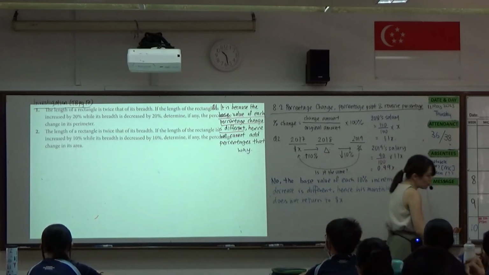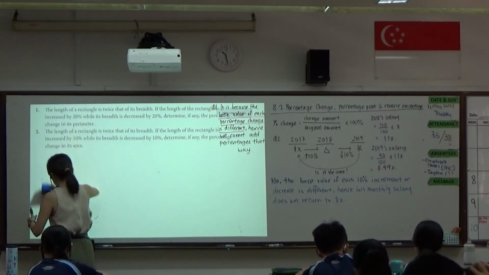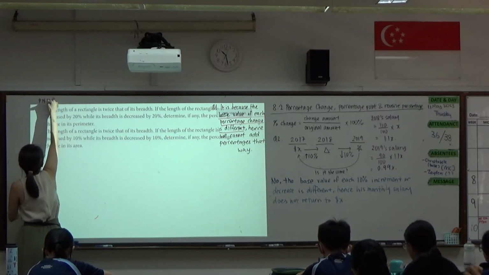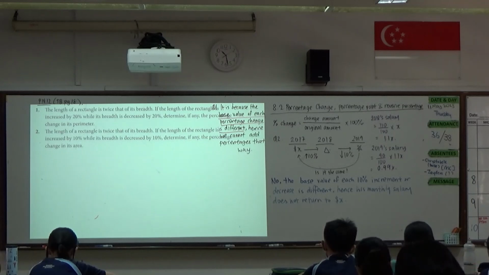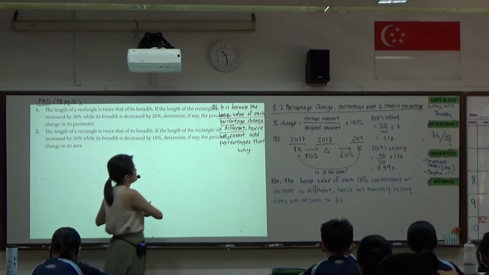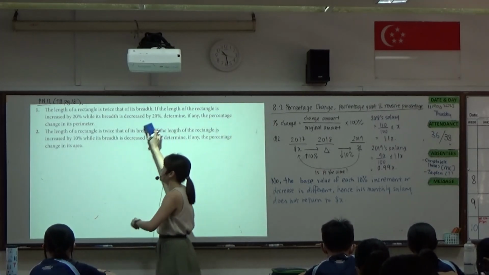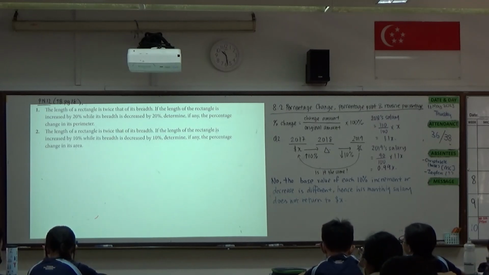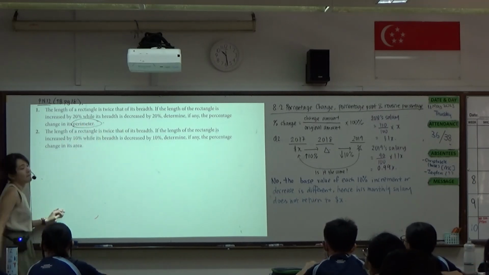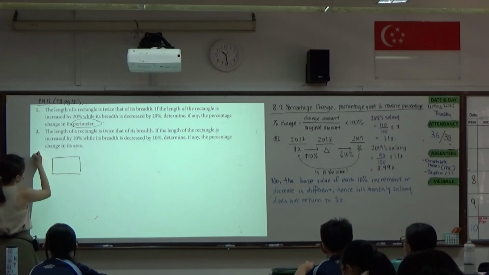Okay, so practice now 12 is found in textbook page 18. Let's take a look at question 1. It says that the length of a rectangle is twice that of its breadth. If the length of the rectangle is increased by 20%, while its breadth is decreased by 20%, determine if any, the percentage change in its perimeter.